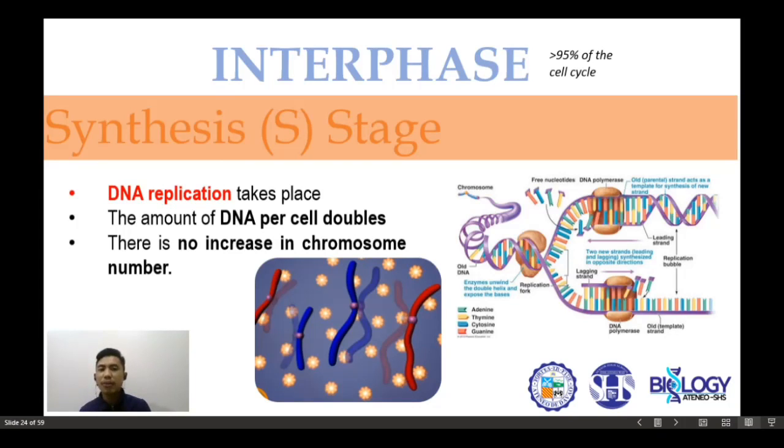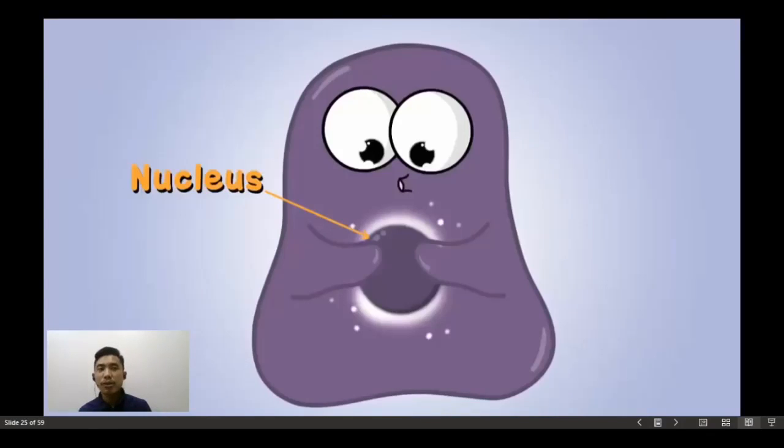How does this happen? To understand why, let us first discuss the anatomy of a eukaryotic cell. Aside from that, we are also going to talk about the anatomy of a chromosome. Now, all eukaryotic cells' genetic materials are enclosed or encased in the nucleus. So the genetic material is found there.